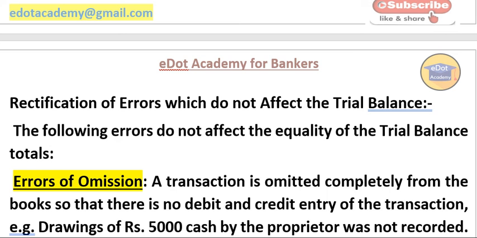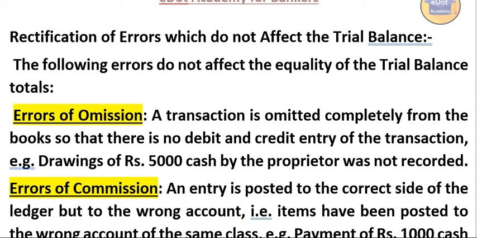So we first see here what are the errors which do not affect the trial balance. Error of omission, because a transaction is omitted completely from the books so that there is no debit or no credit entry of the transaction.